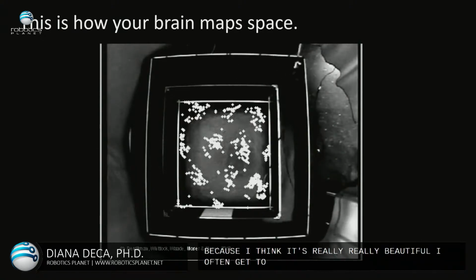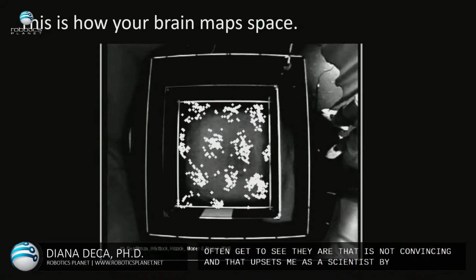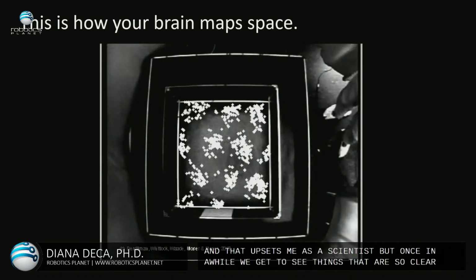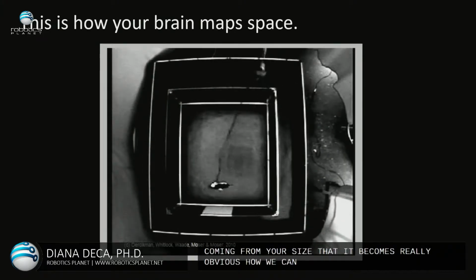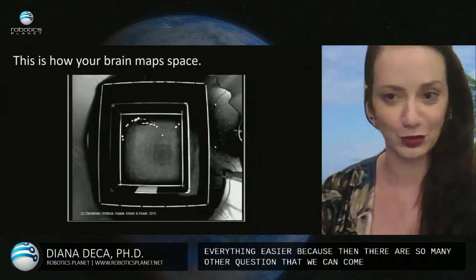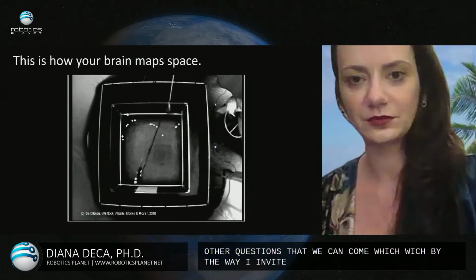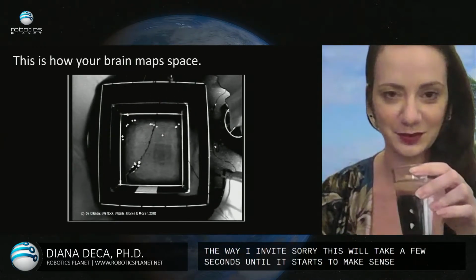I often get to see data that is not convincing, and that upsets me as a scientist. But once in a while, we get to see things that are so clear coming from neuroscience that it becomes really obvious how we can emulate that, and it makes everything easier because then there are so many other questions that we can come up with, which, by the way, I invite. Sorry, this will take a few seconds until it starts to make sense.